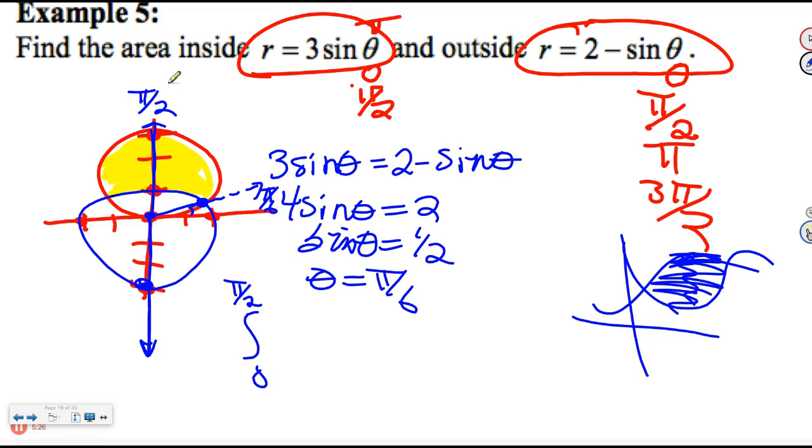Now here's where you have to be careful. I'm going to do the circle first. You have to. And then I'm going to subtract off this little piece down here. I'm going to put a check mark in it. That's not in the circle. So you have to do the r squared for the whole big one first. You're going to go 3 sine theta quantity squared. You can call it 9 sine squared theta d theta.